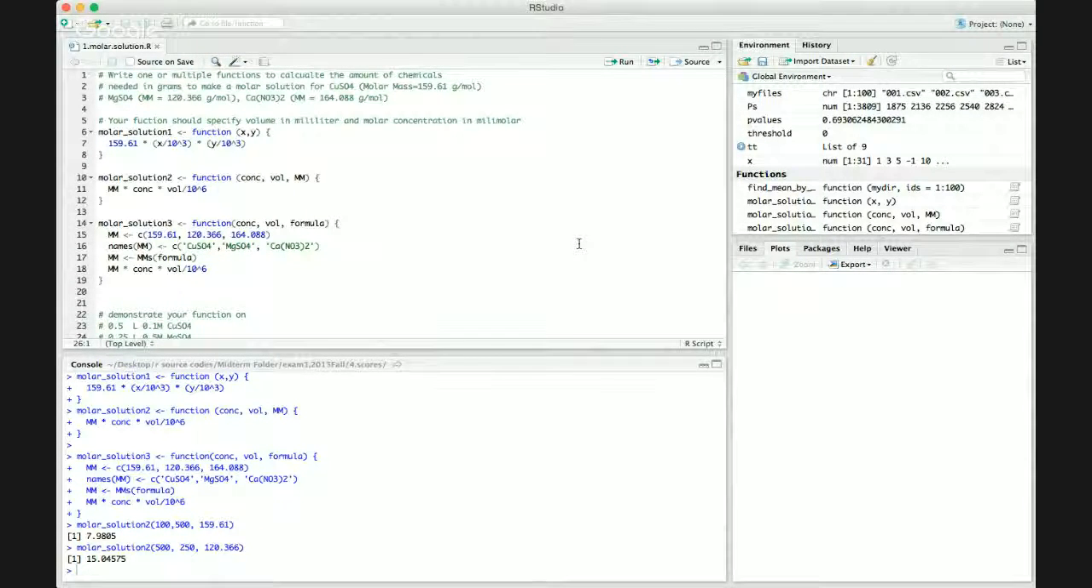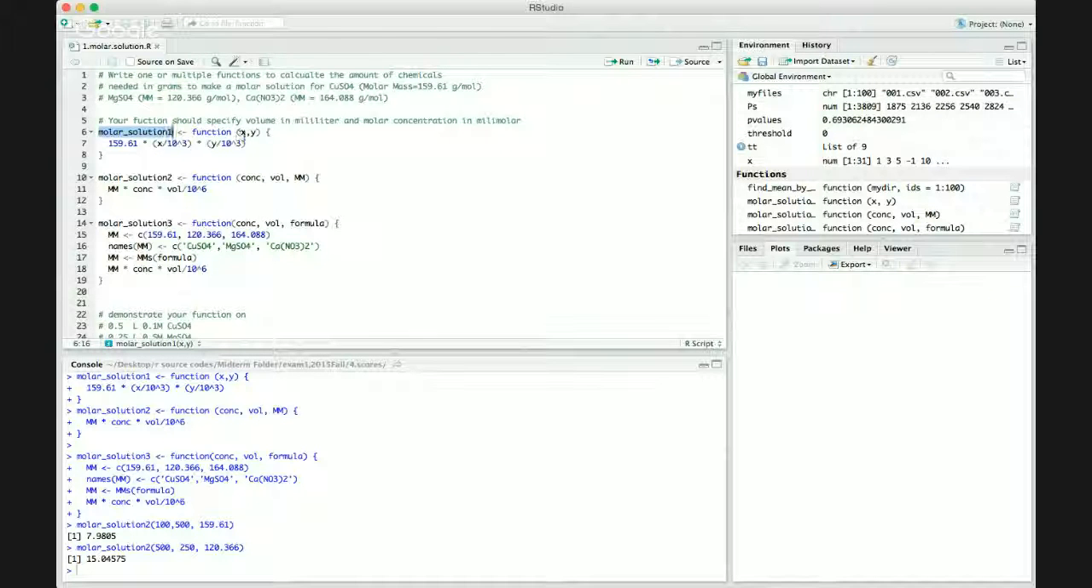So what we had to do is write functions to calculate the amount of chemicals needed in grams to make a molar solution, and then we were given different compounds: CuSO4, MgSO4, and CaNO3. For all of these, we were given the molecular mass, or MM.